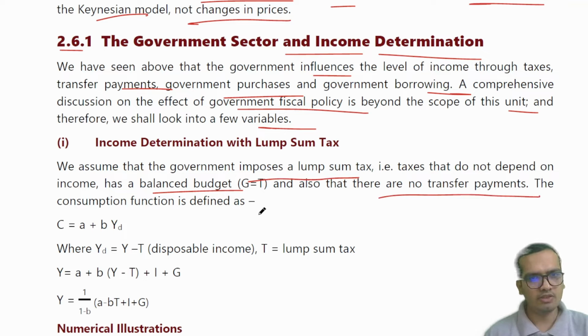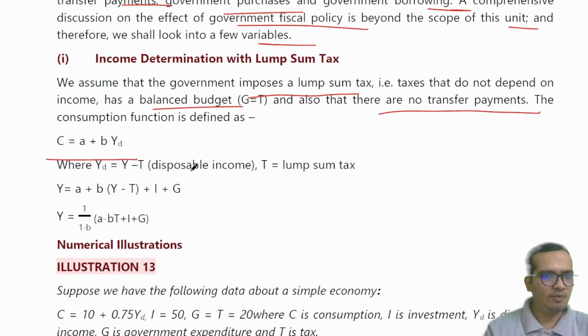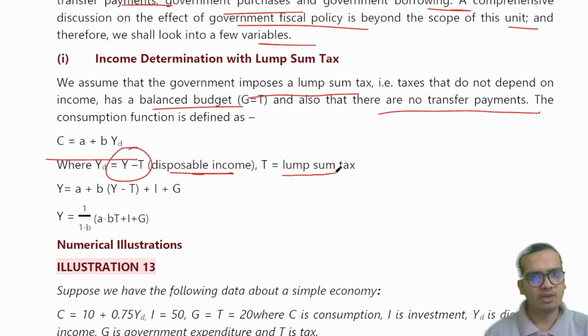The consumption function is defined as C equals A plus B multiplied by YD, where YD equals Y minus T, that is disposable income, and T equals lump sum tax. Therefore, Y equals A plus B multiplied by (Y minus T), that is YD, plus I plus G. I means investment, G means government expenditure. Again, the formula is a little bit changed.